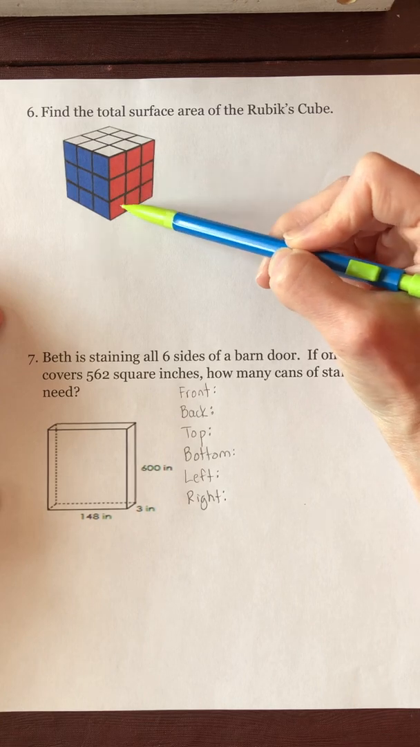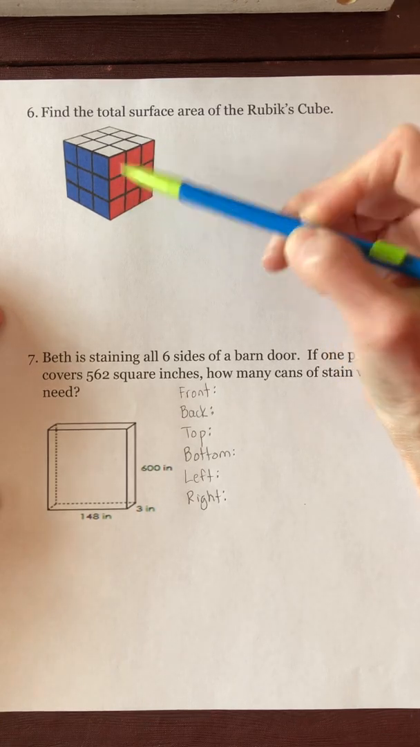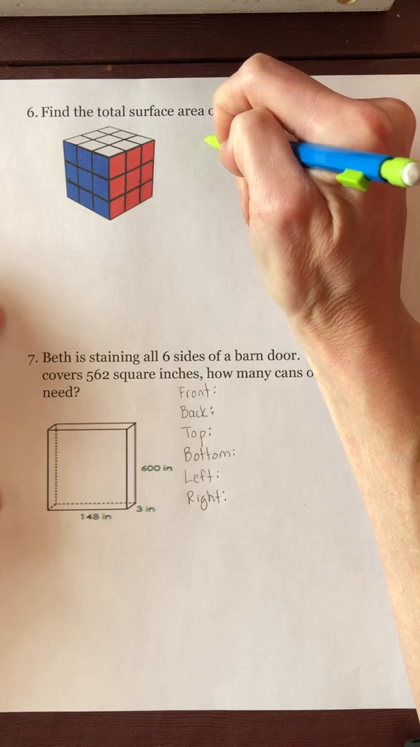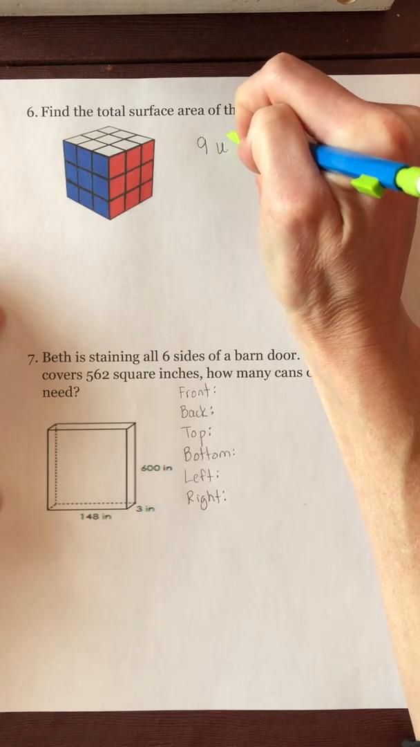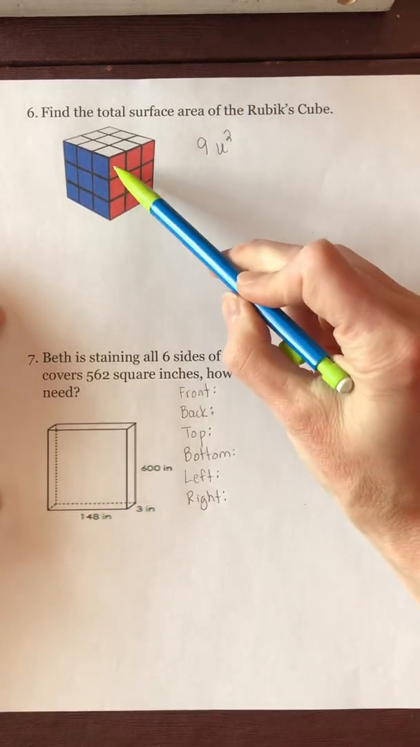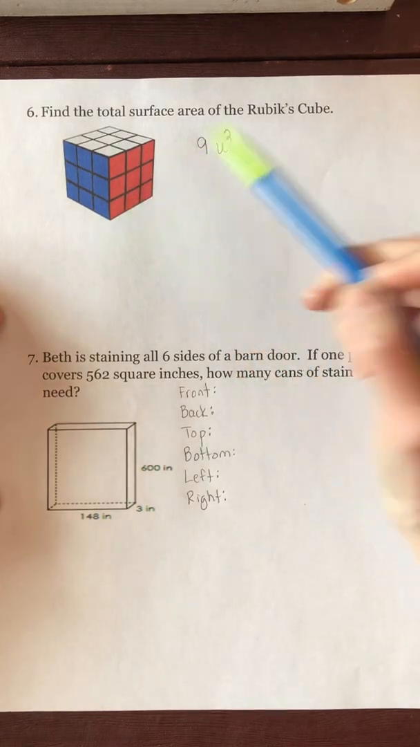So we've got 1, 2, 3 by 1, 2, 3. It's a perfect square, 3 by 3. So the area of one of those faces is 9 units squared. They're 9 little squares, literally.